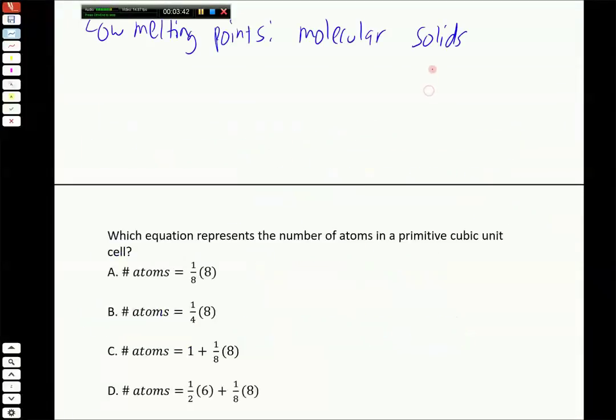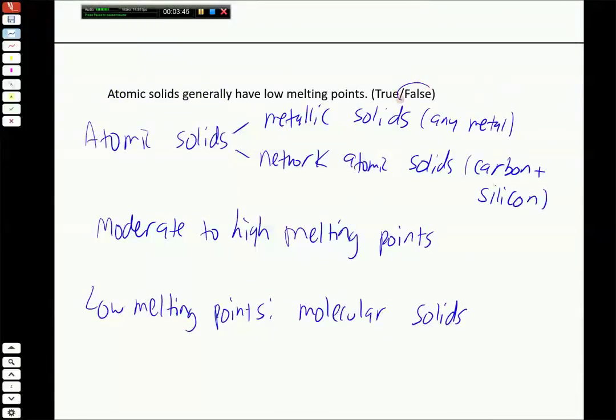So this one would be false. Okay, they're not characterized by low melting points. It's typically only molecular solids that are characterized as having low melting points.